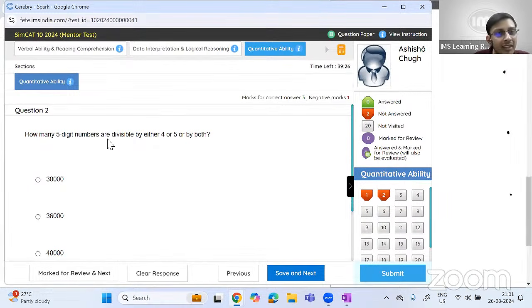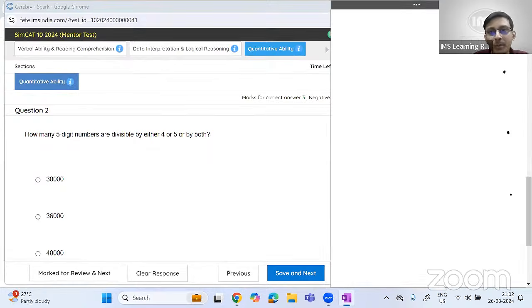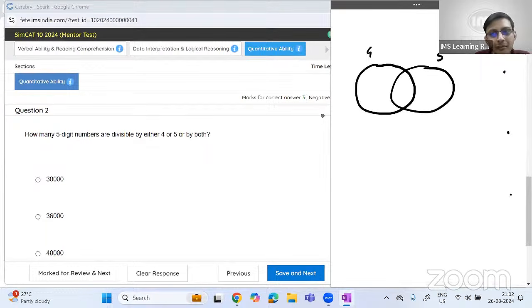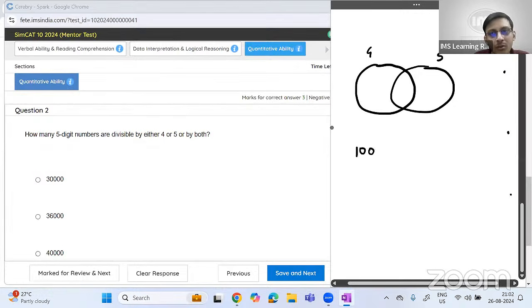How many 5-digit numbers are divisible by either 4 or 5 or by both? Okay, I know exactly what to do here. I know that I have to make a Venn diagram here. Divisible by 4, divisible by 5. Now 5-digit numbers are from 10,000 to 99,999. Since we are talking about divisibility by 4 and 5, I can write it as 1 lakh minus 1.